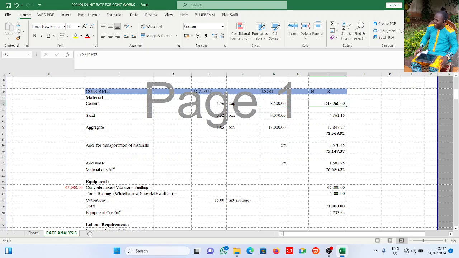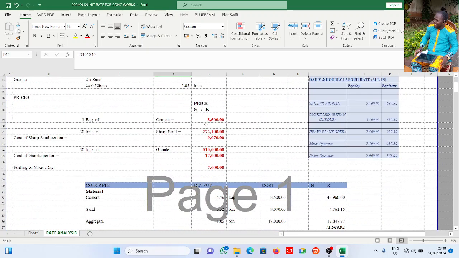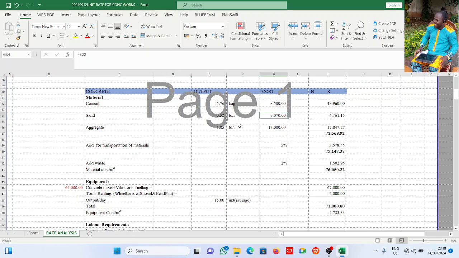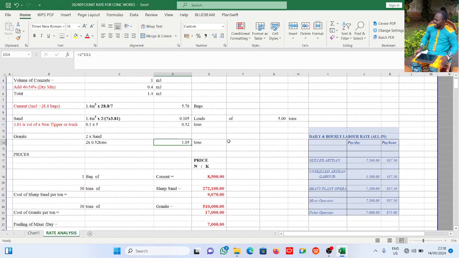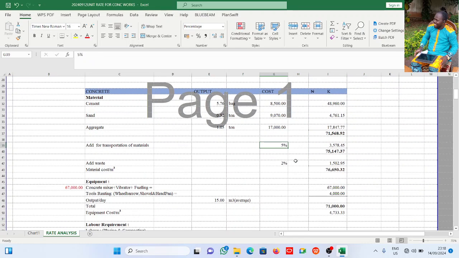Material: now remember I said we have material, labor, profit and overhead, then equipment as the case may be. Now we have sand, of course, that's what we calculated, 0.52 tons at 9,070 per ton. That gives us this. The same thing with aggregate, 1.05, twice the fine aggregate, at 17,000 naira, which gives us this. So we add for transportation, which is 5%, then that gives us this. Then add for waste, 2%, and another person might use waste 3%, might use waste 5%.